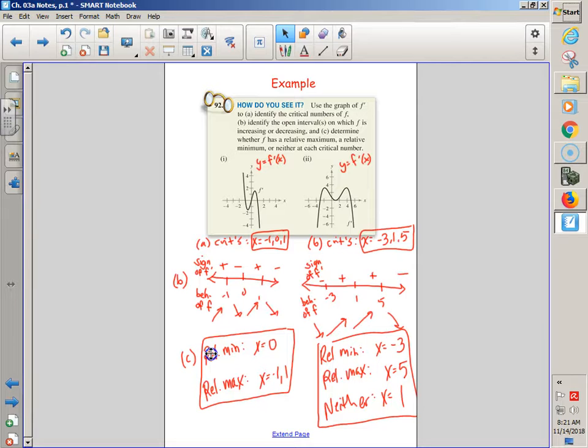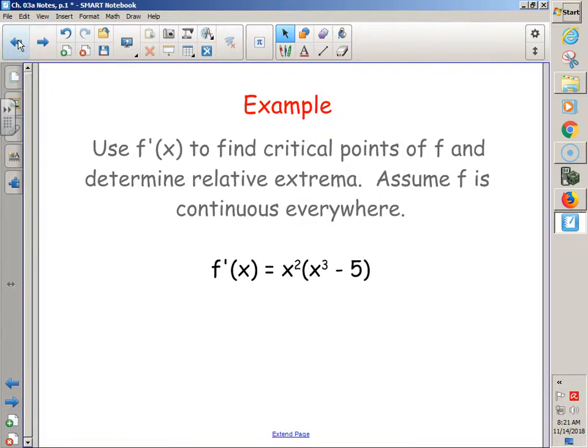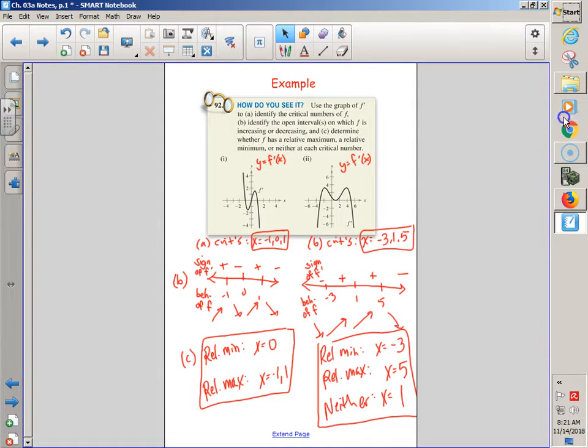So good. Because the AP loves to give you graphs of the derivatives and force you to analyze the original, aka give you f prime and ask you about f. Tricky, tricky, tricky. With an equation, that's easier. Let's go ahead and transition to homework.